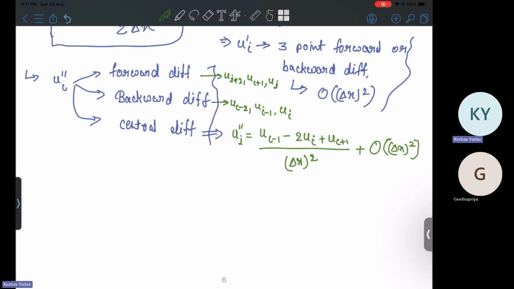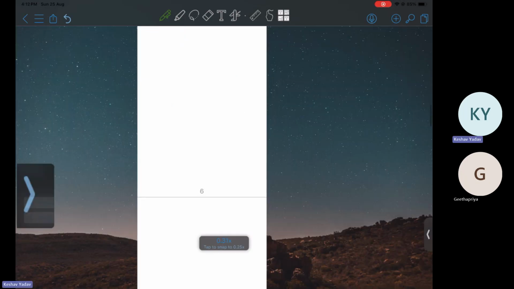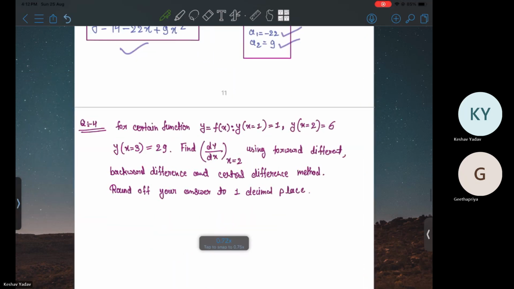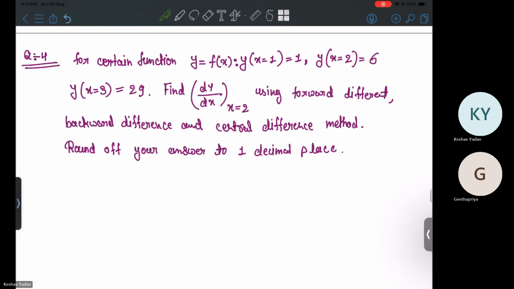Now we will solve some problems. We will try to solve some problems based on these formulas. This is the problem we have. Please find the value for this problem.